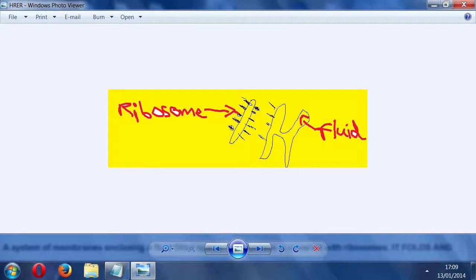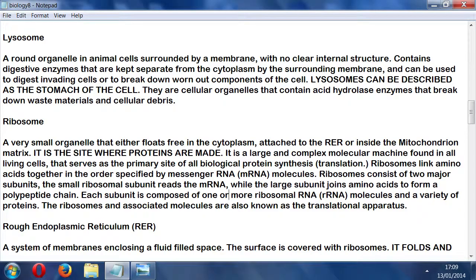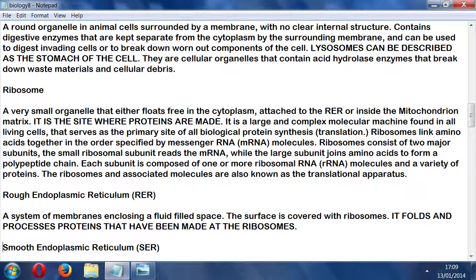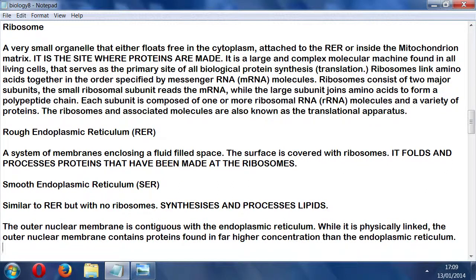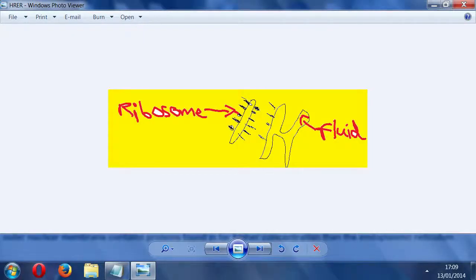Okay, so now we're going to move to the rough endoplasmic reticulum, I believe. Yes. Okay, and I've done this with both of them here. So the rough endoplasmic reticulum is a system of membranes enclosing a fluid-filled space. The surface is covered with ribosomes. It folds and processes proteins that have been made at the ribosomes. So you can see the ribosomes there on the edge there.